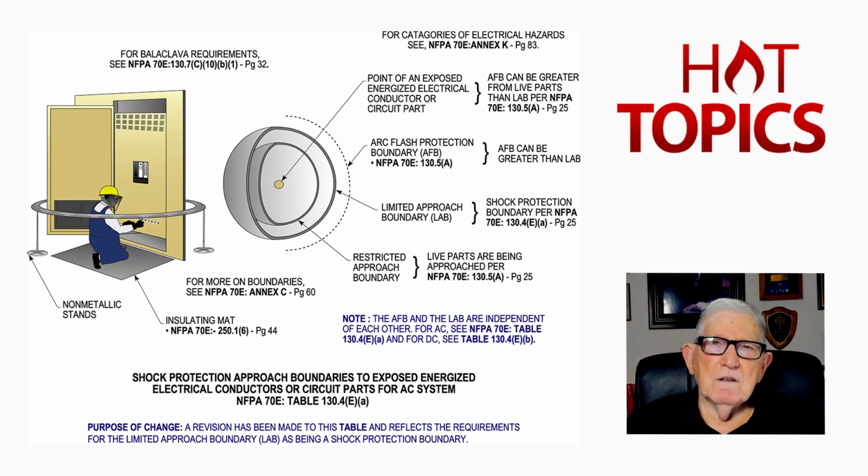The differences and the working clearances of table 110.26A1 and the arc flash boundaries and approach boundaries of 130.4 G through F, I believe it is, somewhere in there. I better maybe give you a little bit better reference than that. I believe it's 130.4 G through F that you would need to look at. But I know it's on page 25 that you can review that. And then go to 130.5 for the arc flash boundary rules.